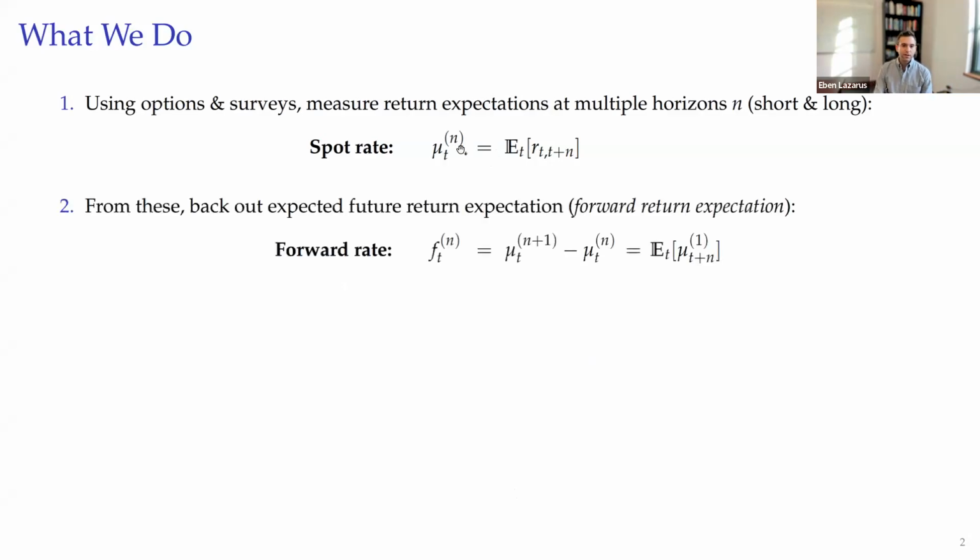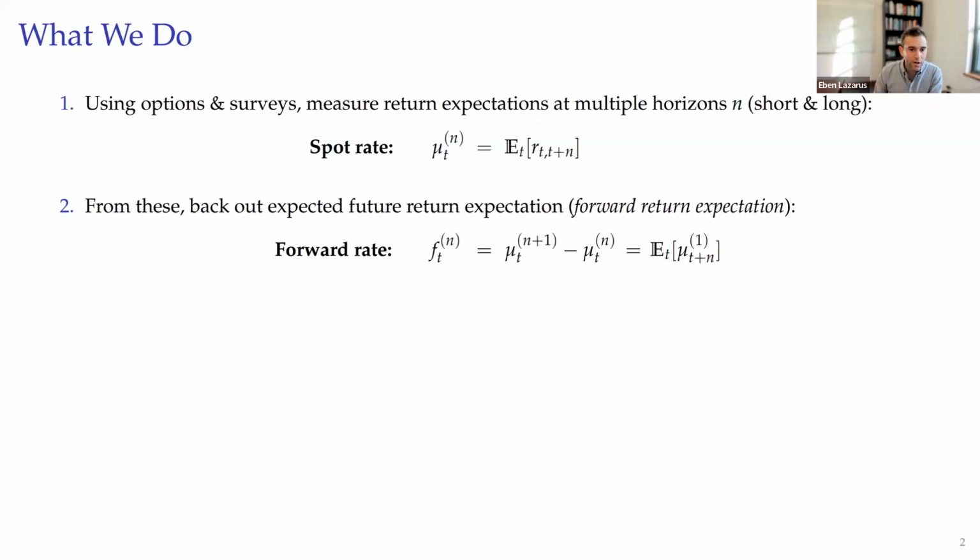The idea being, if we can see short horizon expected log returns and long horizon expected log returns, we get to difference and, by iterated expectations, calculate what we'll call a forward return expectation or forward rate for short. And that's the expected one period spot rate, starting and ending periods, and that we get just by differencing the n plus one and n period spot rates and applying iterated expectations.